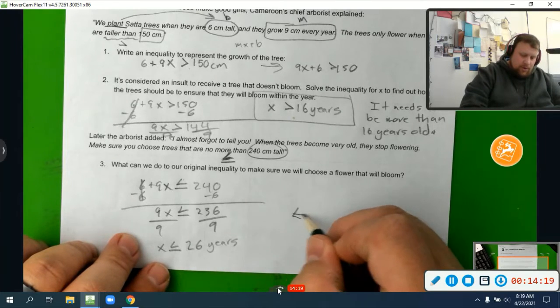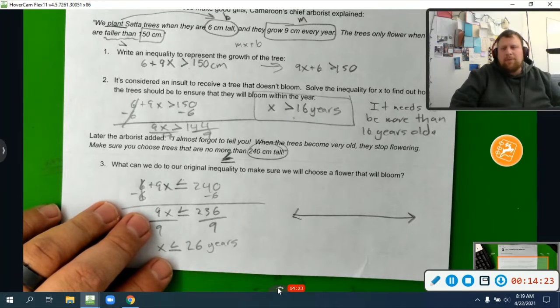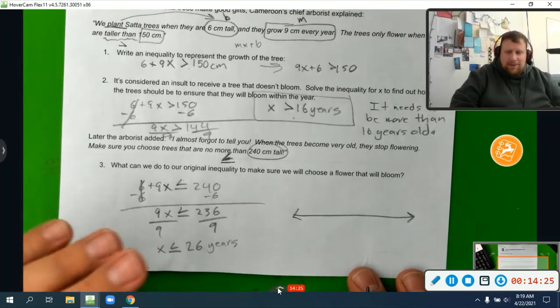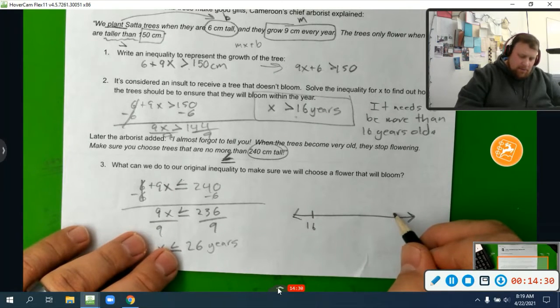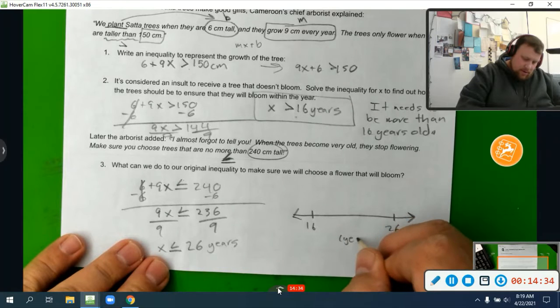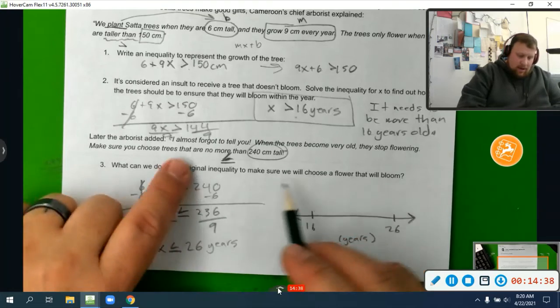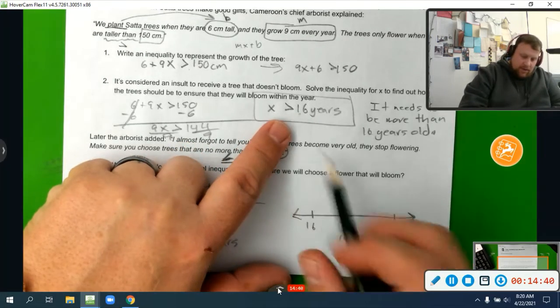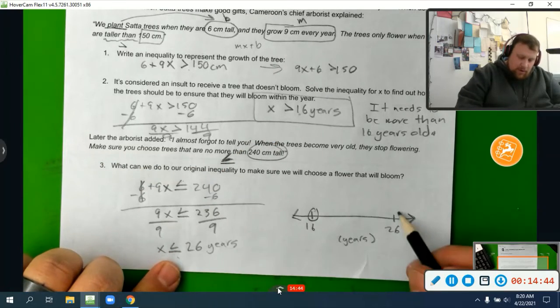If we're choosing a tree, the arborist needs to make himself a nice little number line. There's only 2 numbers we care about. Remember, I'm not worried about your skills making a number line. I'm assuming you have them. So my lower bound is 16, and my upper boundary is 26 years. What do I know? Well, we said it has to be greater than 16 years. That's an open dot at 16. It needs to be less than or equal to 26 years.